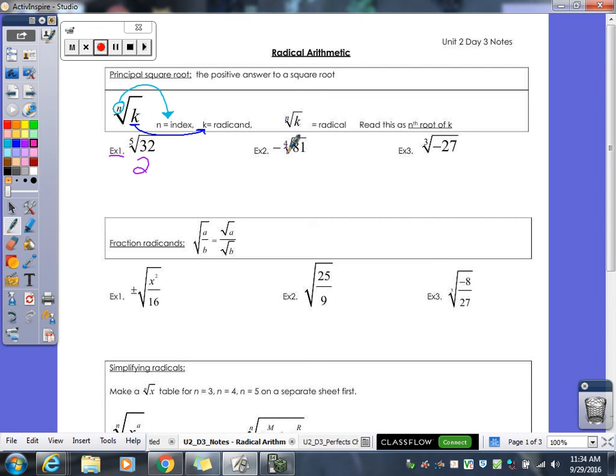Now let's take a look at our 4th root. So is 81 one of our perfect 4th roots? What do we get? 3. And because of this negative out in front, our answer is going to be a negative 3.